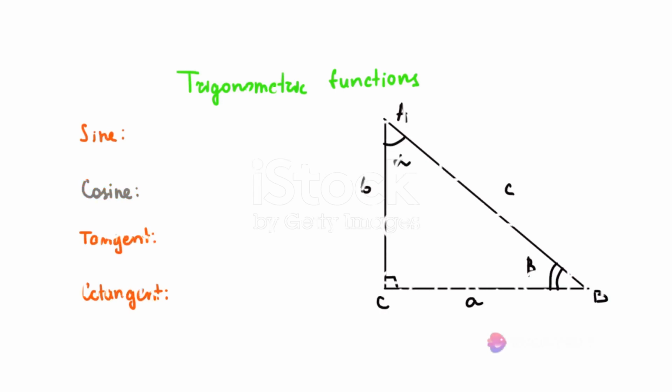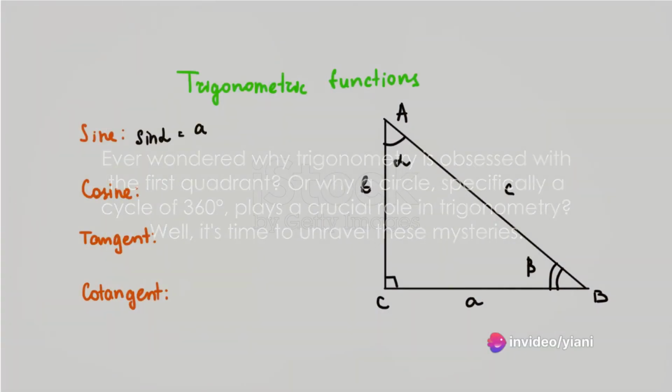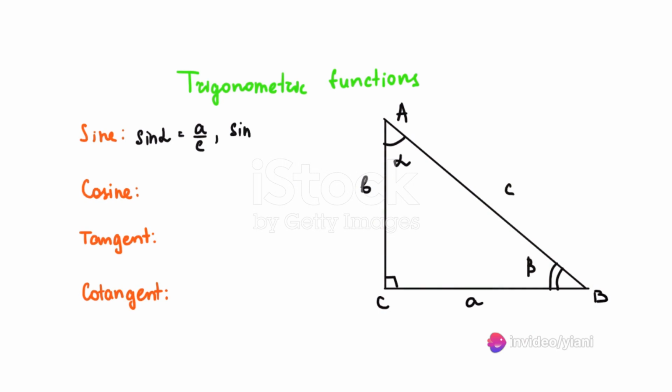Ever wondered why trigonometry is obsessed with the first quadrant? Or why a circle, specifically a cycle of 360 degrees, plays a crucial role in trigonometry? Well, it's time to unravel these mysteries.